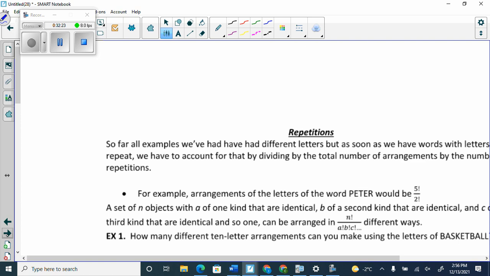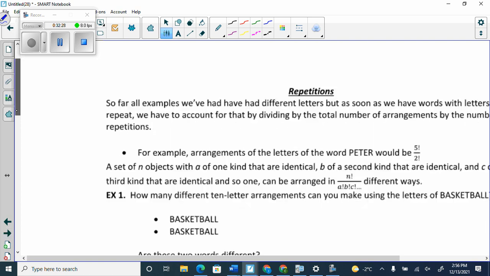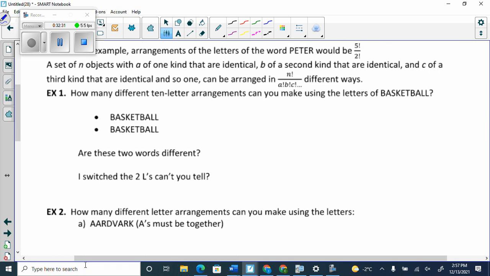Repetitions. We have words with letters that double. So we have the word basketball. Look at this. I have the word basketball, and then I retyped it. Are the 2 words different? No. I switched the L's. There's no repetitions you have to do. We're going to have to get rid of all the cases where they double up, which sounds extensively hard, doesn't it? It's not. You just divide by the factorial of the doubling or tripling letters, and it gets rid of the problems for you.